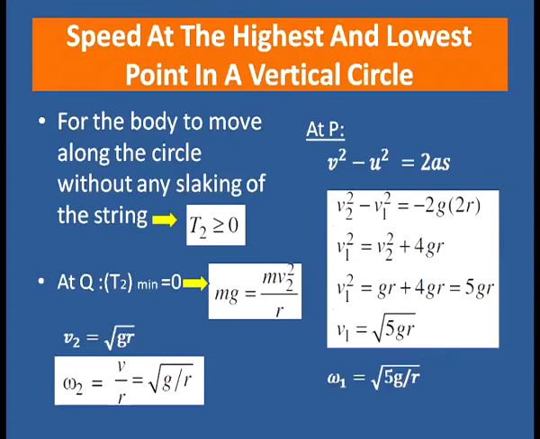Hence, by simplifying, we get v1 square equal to v2 square plus 4gr, v1 square equal to gr plus 4gr. Here v2 equal to root over of gr, so v2 square equal to gr. Hence, v1 square equal to gr plus 4gr, that is equal to 5gr. So, v1 equal to root over of 5gr. So, we can find out the angular velocity omega 1 at the lowest point, that is equal to again v1 by r, that is equal to root over of 5g divided by r.